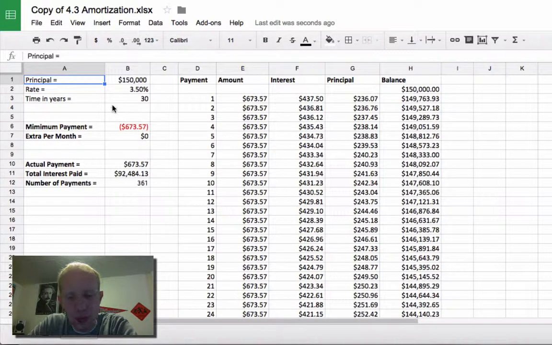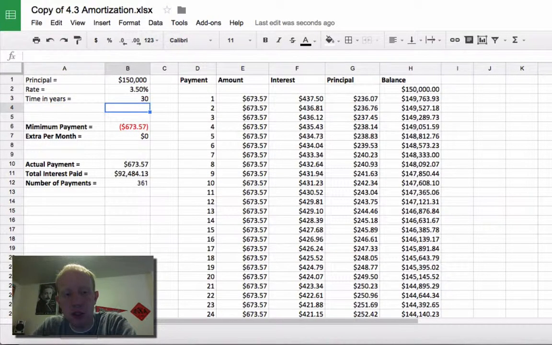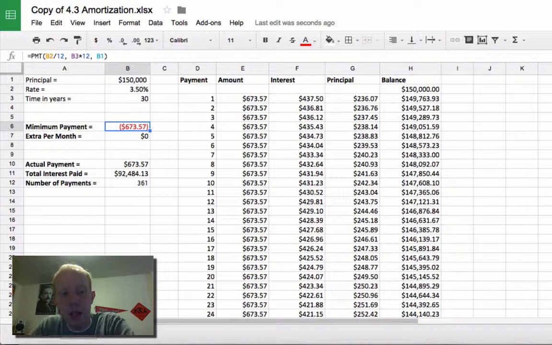If you notice here, there's 3 things we have to put in for any type of loan. We've talked about these before. Every loan has a principal amount, a rate or an APR that's being charged per year, and a term or a time in years. This sheet shows us a lot of things, but there's 2 main things. The first big one is the minimum payment right here. So if I had a loan for $150,000 at a 3.5% APR for 30 years, this is how much I'd have to pay per month: $673.57, according to the amortized loan.